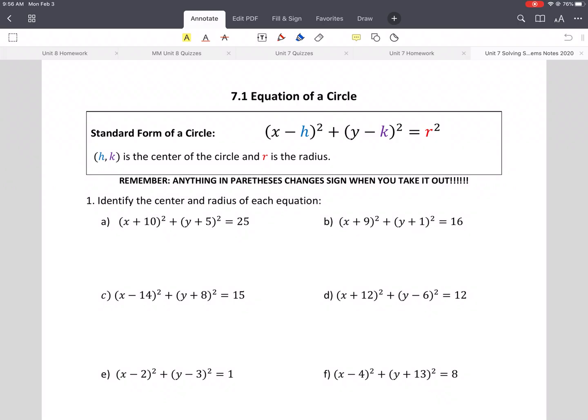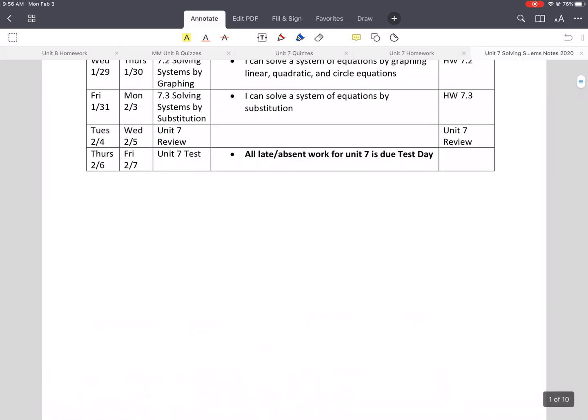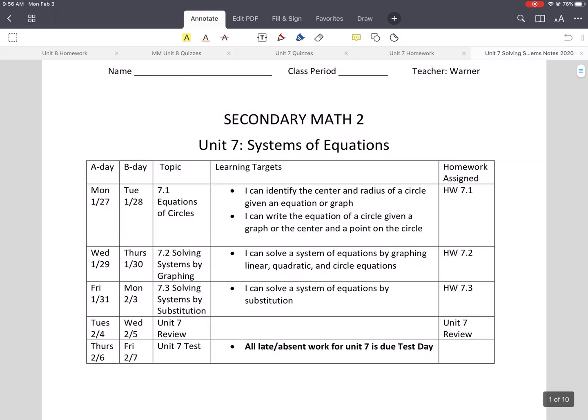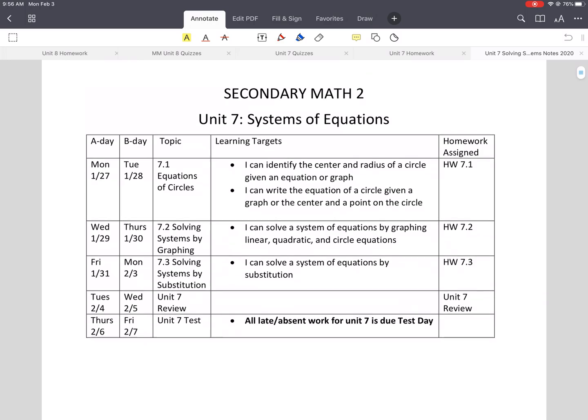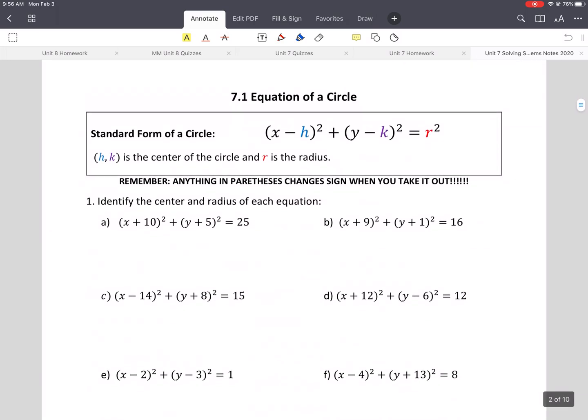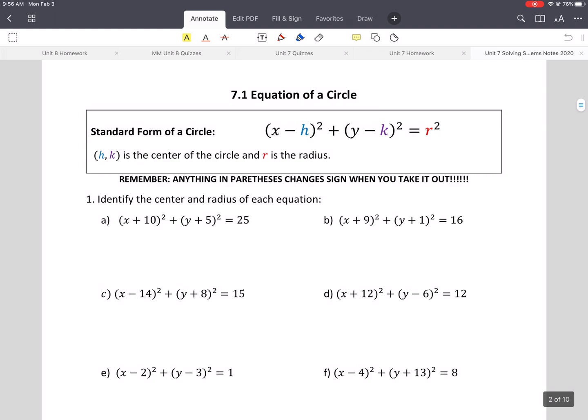Welcome. So 7.1. Here's our agenda for this unit. Solving systems of equations. So we're going to start by learning about the equation of a circle, because we're going to be using this equation when solving systems of equations.